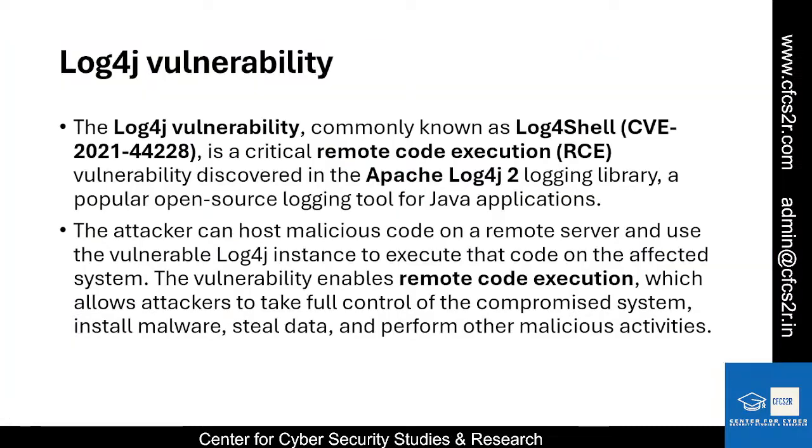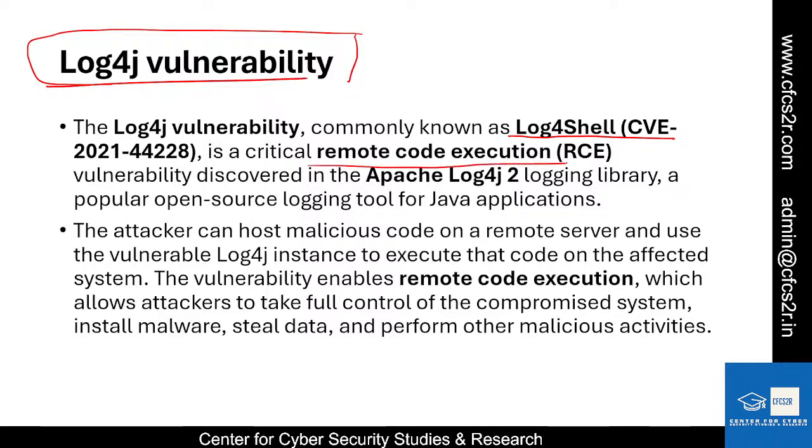Then the other example is basically the Log4j vulnerability. In the Log4j vulnerability, what has happened? Let me help you understand in simple terms what Log4j is. The Log4j vulnerability is also called the Log4Shell vulnerability, and it is a critical remote code execution vulnerability discovered in the Apache Log4j logging library, a popular open source logging tool for Java applications.